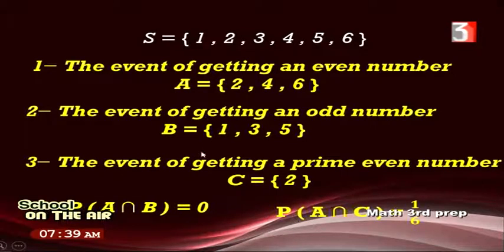And also he wants us to get the probability of getting A and C together. Search for any intersection between A and C. The event A includes 2, and C also includes 2. It means that for A intersecting C, there is just one element from the 6 elements. So P of A intersecting C equals 1 over 6.